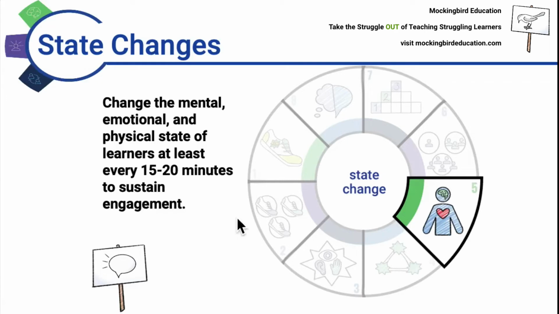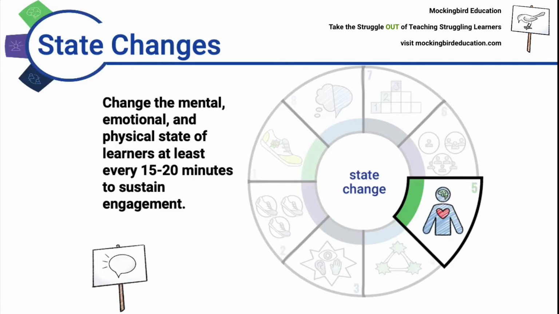We want to change the mental, emotional, and physical state of learners about every 15 to 20 minutes. Think about how that attention cycle works. About every 15 to 20 minutes, change the emotional, physical, or mental state. And the easiest and the best state change is the one that we often underutilize, which is a physical state change. Play some music, have learners stand up, have learners change positions.